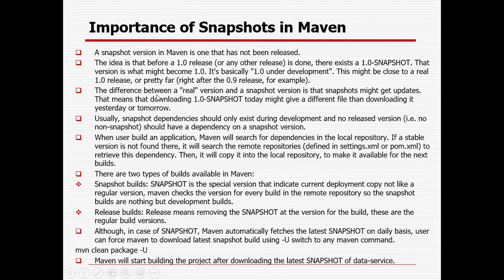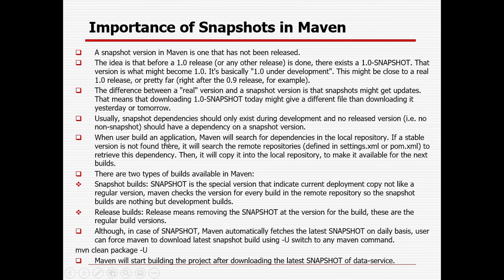The difference between a real version and a snapshot version is that a snapshot might get updates, right? That means that downloading 1.0 snapshot today might give a different file than downloading it yesterday or tomorrow, because every day, every minute, every hour, some update can be done by several other team members, other developers. So as and when you are using it, maybe today you are using some jar file, and tomorrow it will be deleted and replaced with a new one. Usually a snapshot dependency should only exist during development and not in a release version.